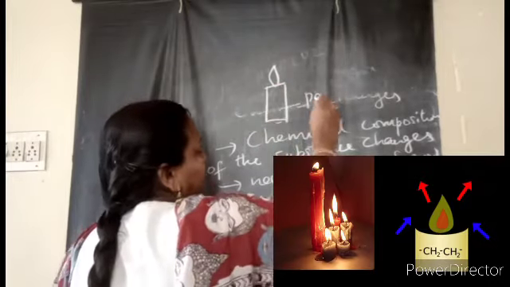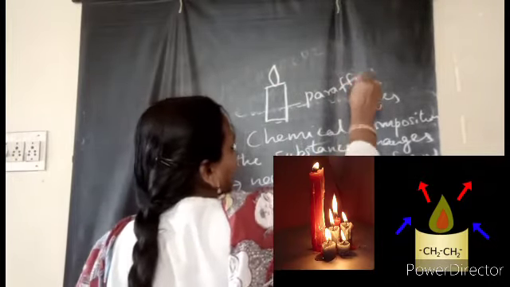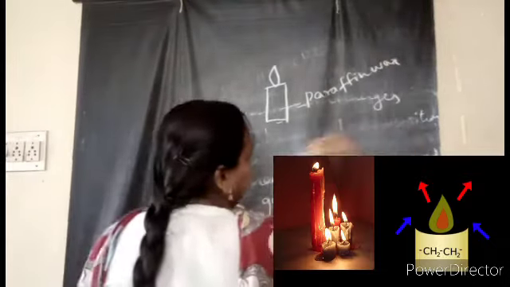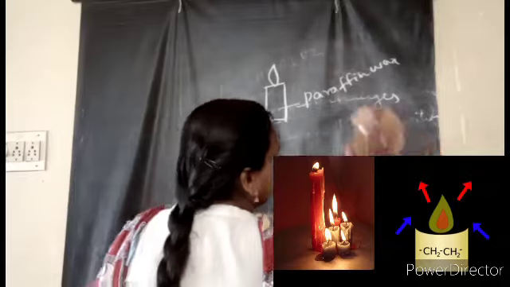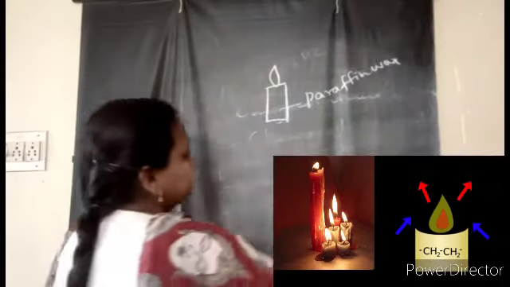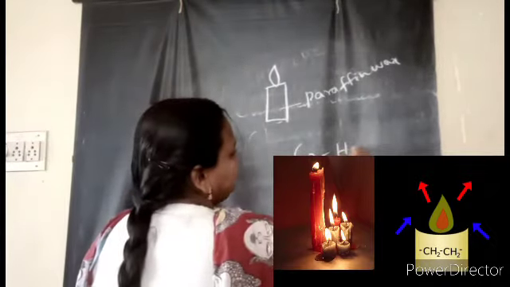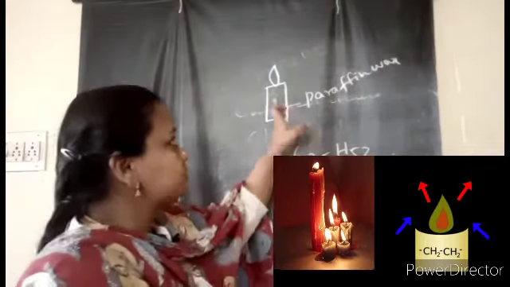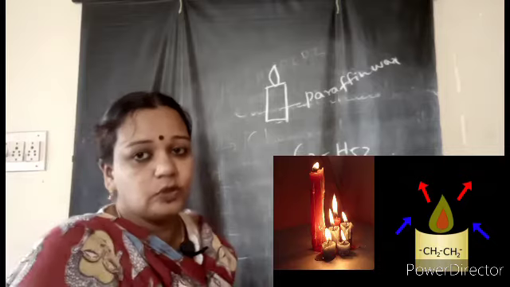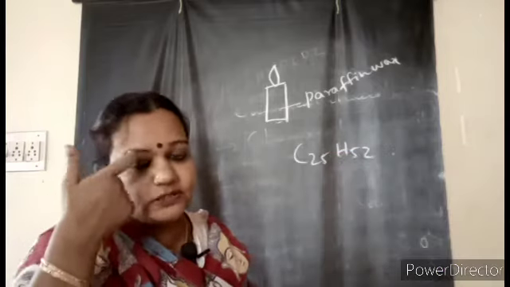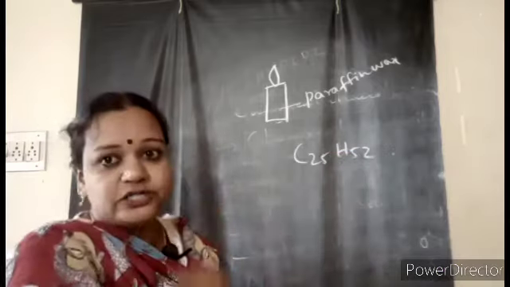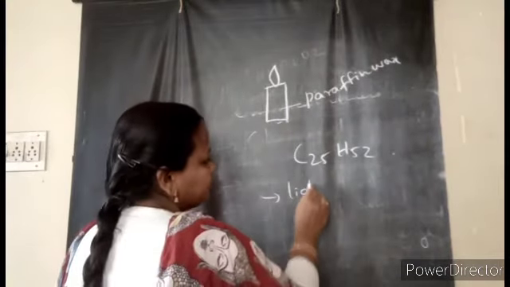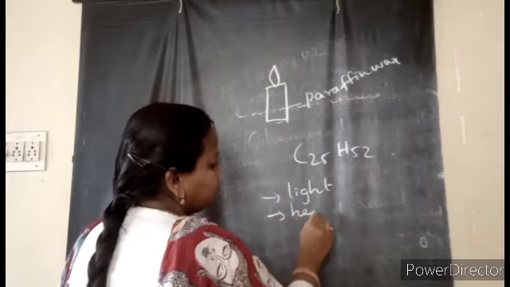So the candle is actually made up of paraffin wax. If you take the chemical composition of the paraffin wax, it has carbon and hydrogen, C25H52 like that. It is made up of carbon and hydrogen. So when you start burning, as I told you, burning means it is oxidation. It starts and reacts with oxygen, and you know that light is produced, heat is produced.